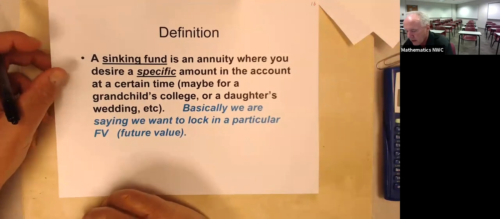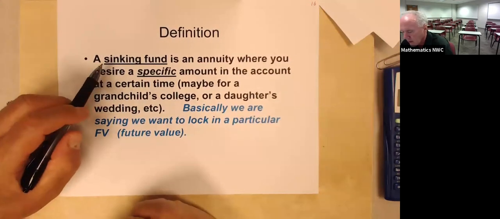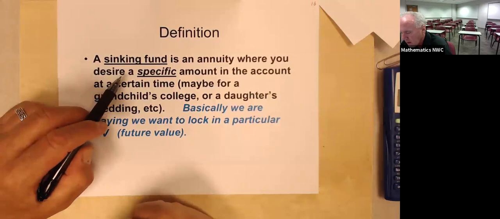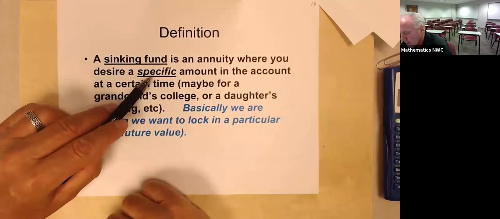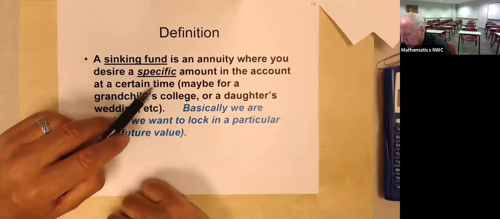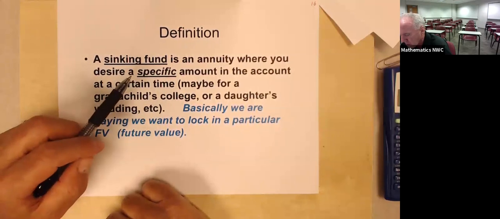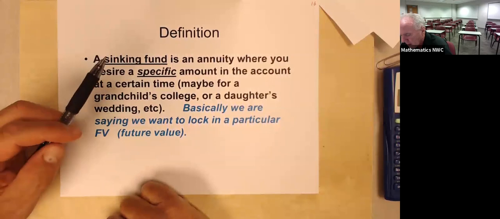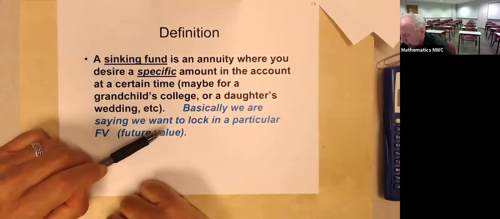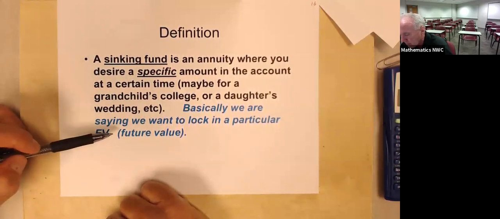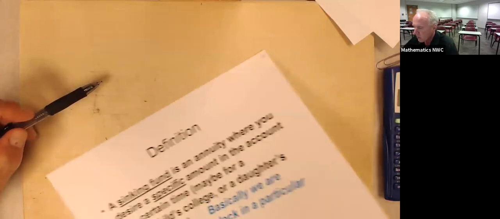Okay, another definition. A sinking fund is an annuity where you desire a specific amount after a certain time. Maybe again, it's for a grandchild's college or a daughter's wedding, etc. Basically, we're saying we want to lock in a particular future value. We want it to be worth a certain amount, and we've picked that amount.